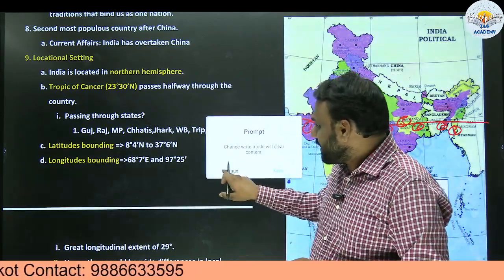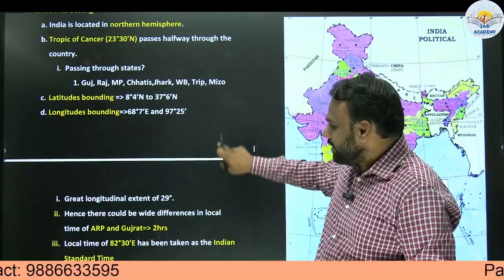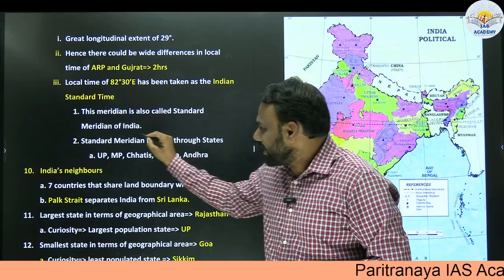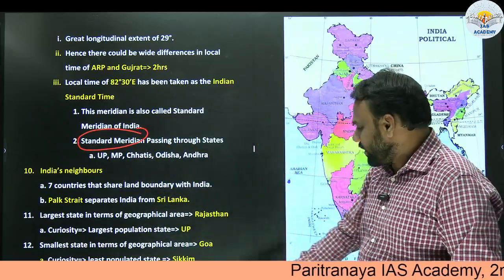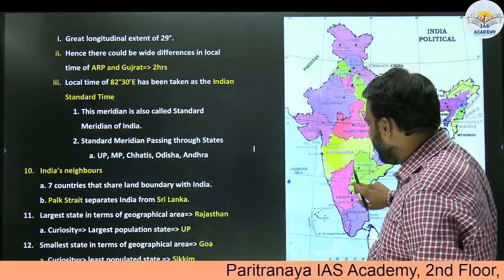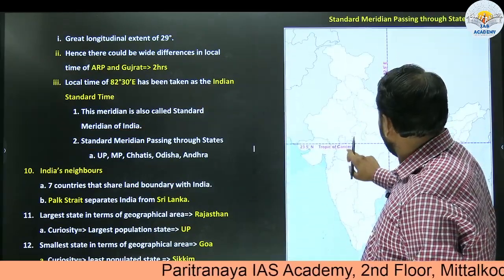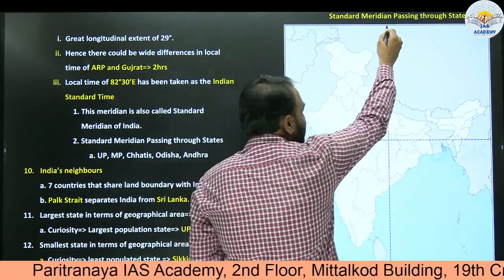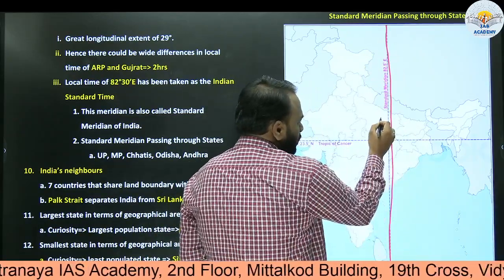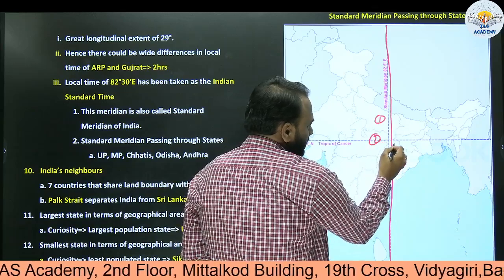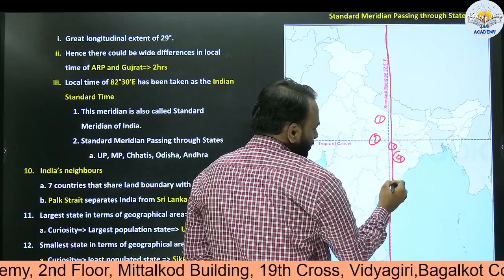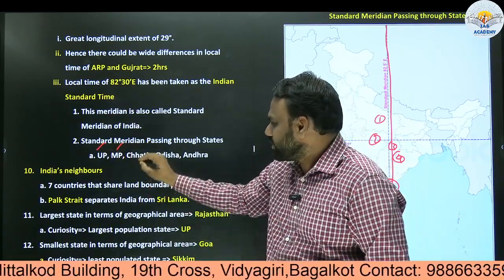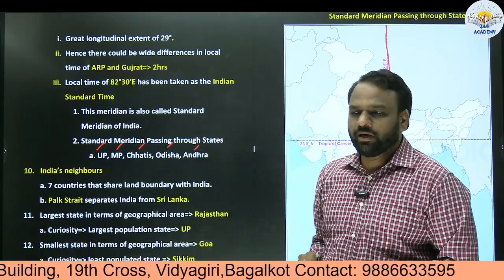Important. Similarly, as we saw with respect to Tropic of Cancer, we also need to know the states through which the standard meridian passes. We already got to know that the standard meridian is present at what degree? At 82.5 degree. But the next question is, which are the states through which the standard meridian passes? It passes through 1, Uttar Pradesh, 2, Madhya Pradesh, 3, Chhattisgarh, 4, Odisha, 5, Andhra Pradesh. Even these states are important: Uttar Pradesh, Madhya Pradesh, Chhattisgarh, Odisha, and Andhra Pradesh.